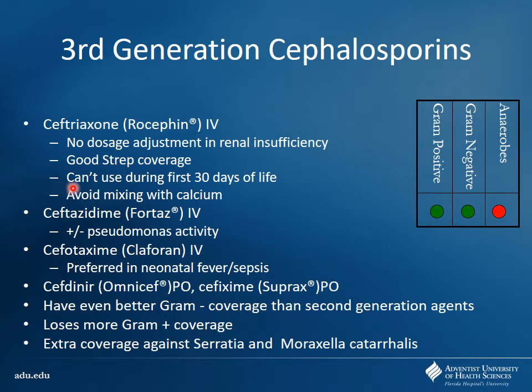And then one thing to note about this is you cannot use this drug during the first 30 days of life. There is a contraindication where ceftriaxone will compete for the same binding sites as bilirubin in infants and newborns more specifically. And so when you have displacement of that bilirubin, you can cause jaundice. And so that's why we don't use ceftriaxone for the first 30 days of life.